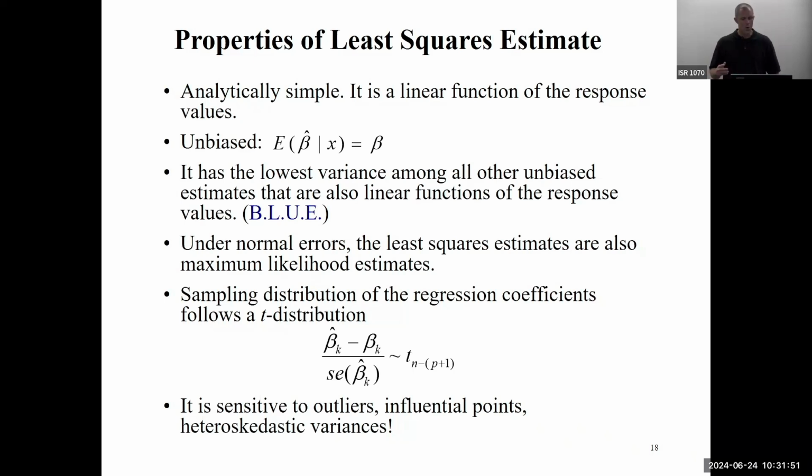However, the OLS estimate is extremely sensitive to outliers in the data, highly unusual points, influential points that could affect the fit of the model in one way or another, and also heteroscedastic variances. There's that really long, ugly word. It just basically means variances that are not equal as a function of the predictors. Okay? So any of those key assumptions that are violated, or if we have outliers or unusual points in our data set, the OLS estimate can be extremely sensitive. And that's why model diagnostics are so important.